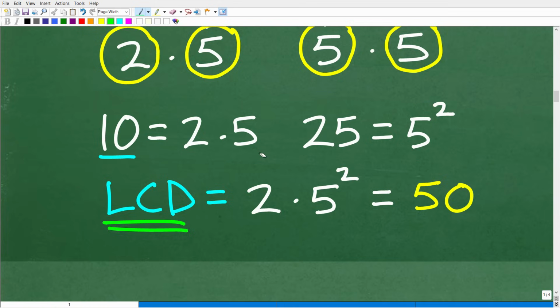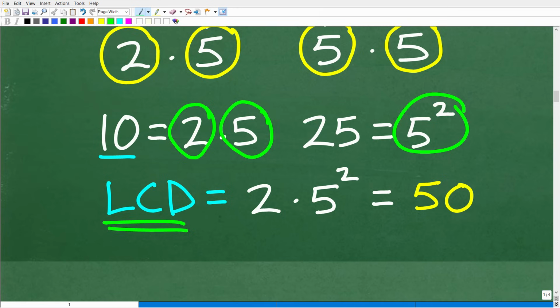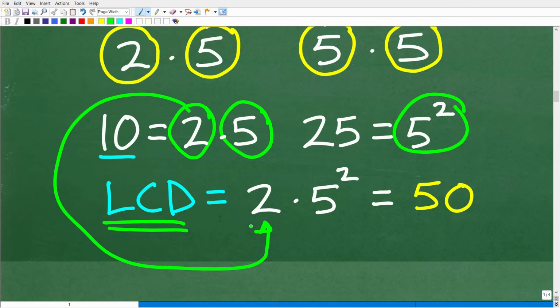Pretty much this is the way it works. You need to have each prime factor represented. Let's take a look. This one has 2, this one has 5, this number has 2, and this one has 5. This one has 5 squared. So the LCD is going to be the product of each unique prime factor. We need a 2 in our LCD. No problem, 2 is represented. But now we have 5.